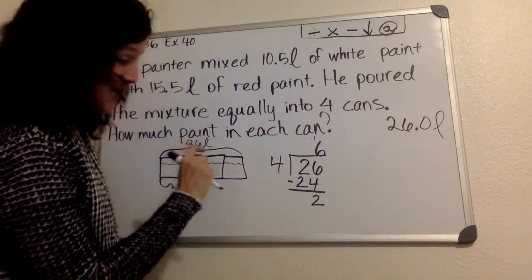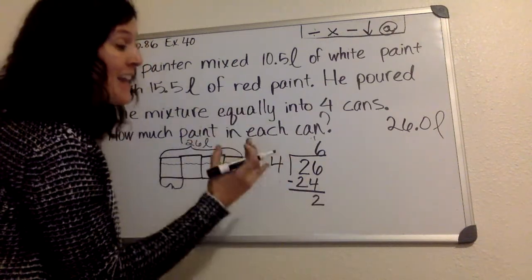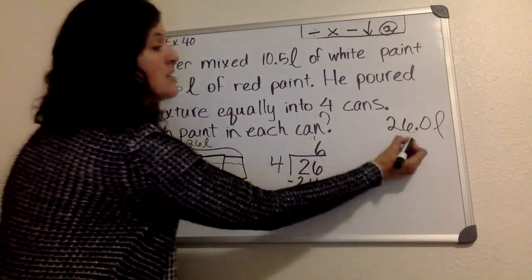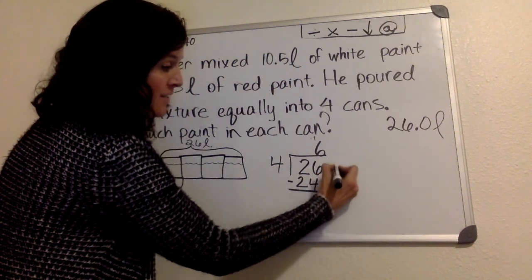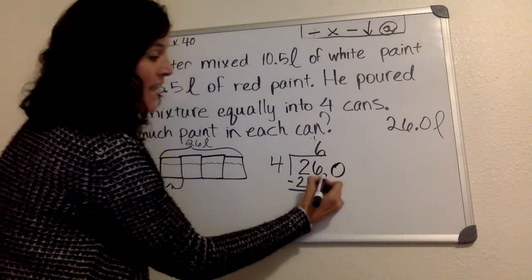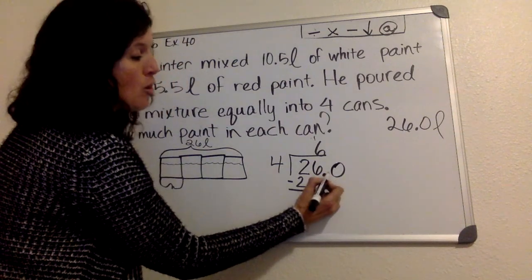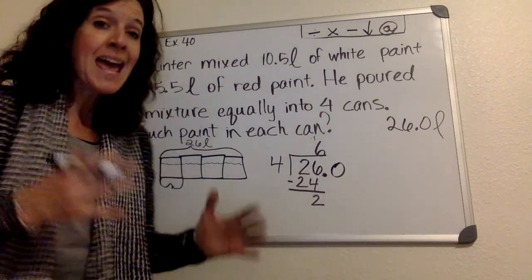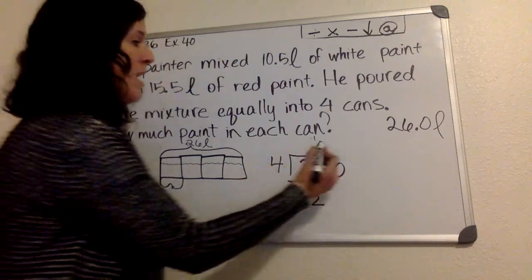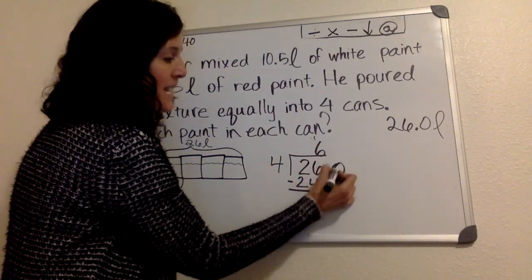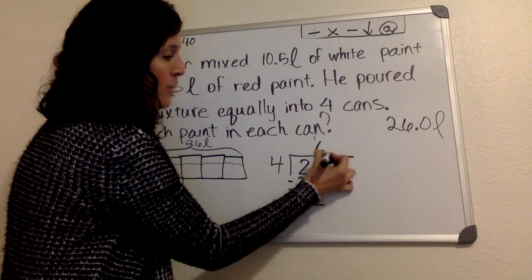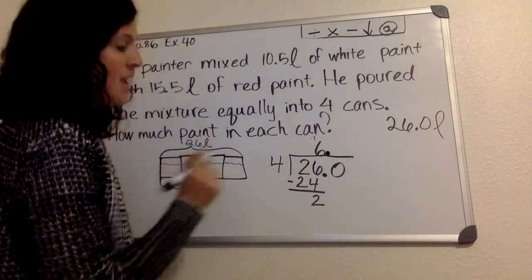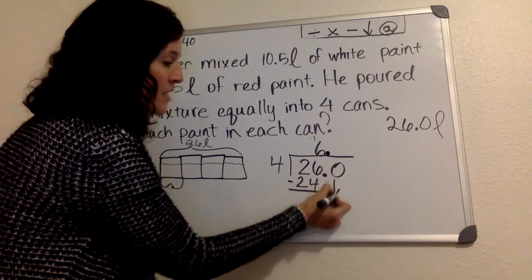I'm not done. I do not have a 0 here, but I have nothing else to bring down. That means I've got to add a 0 to my number. So 26.0 liters, that's exactly what I'm going to do for my division problem too. I'm going to add a decimal point. You can always add a decimal point at the end of your whole number. I'm going to add a decimal point and a 0, and then I'm going to put this decimal point right up here. Now I have something to bring down.